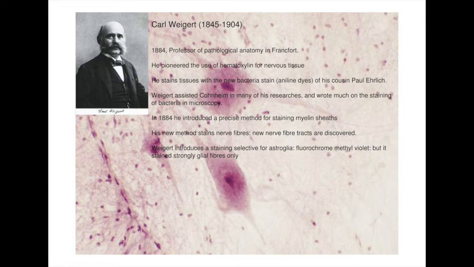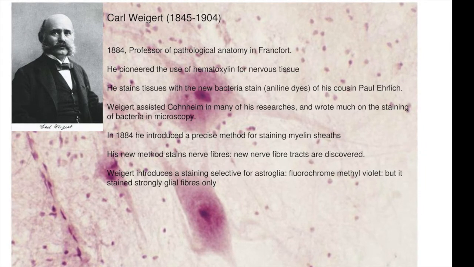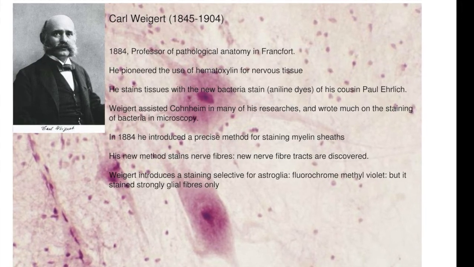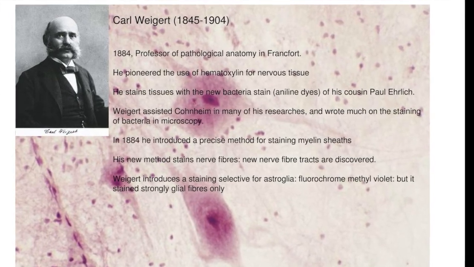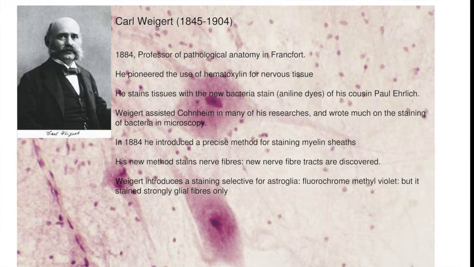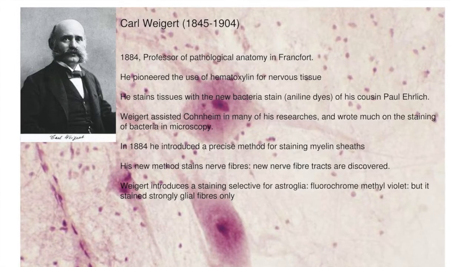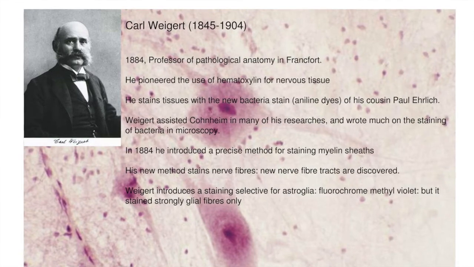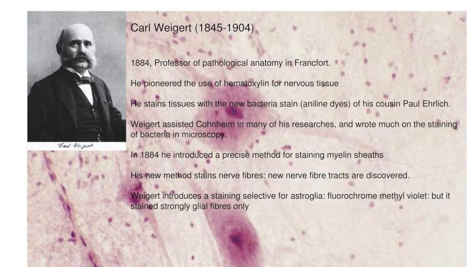Weigert also introduced a staining selective for astroglia, fluorochrome methyl violet, but it stained strongly glial fibers only. Thus, Weigert described a kind of fibrous glia, later called astrocytes. You can see here that the anatomical elements described at that time as these fibrous glia were often in part artifactual, at least in their description, since they were built according to the chemical properties of dyes and not according to the properties of the natural elements, that is, classes of glial cells we know today.